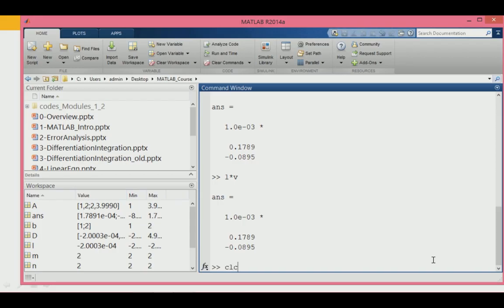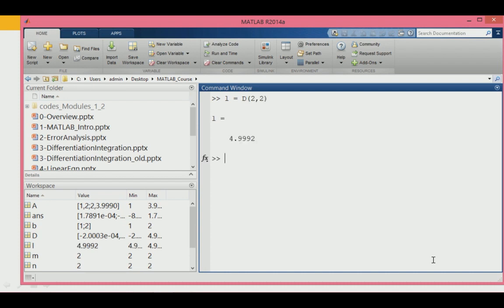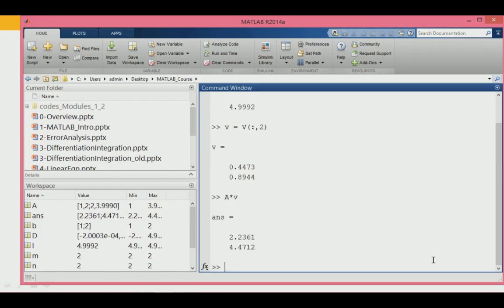Let us look at the other example where we take lambda as the second eigenvalue. So, L is d2 comma 2 and V is nothing but V, all the rows and second column. Okay. Let us look at A multiplied by V. This is the value of A multiplied by V, and let us look at lambda multiplied by V, and that is the same value that we get as lambda multiplied by V.